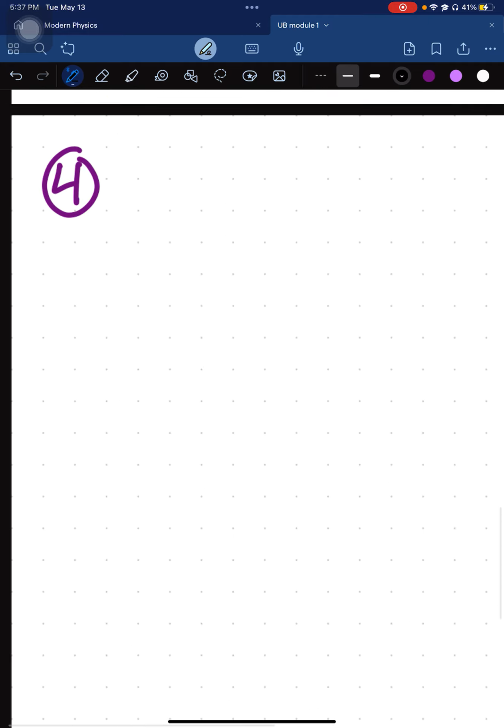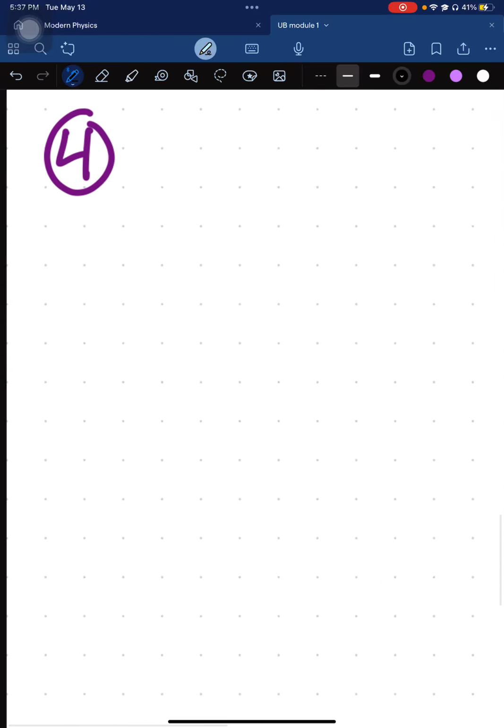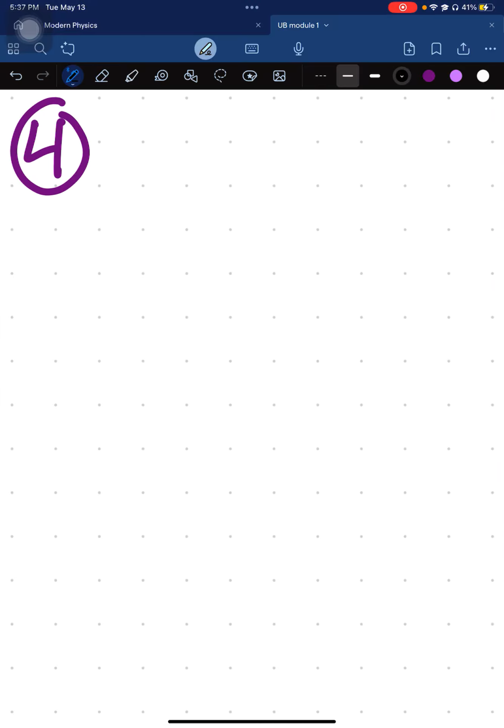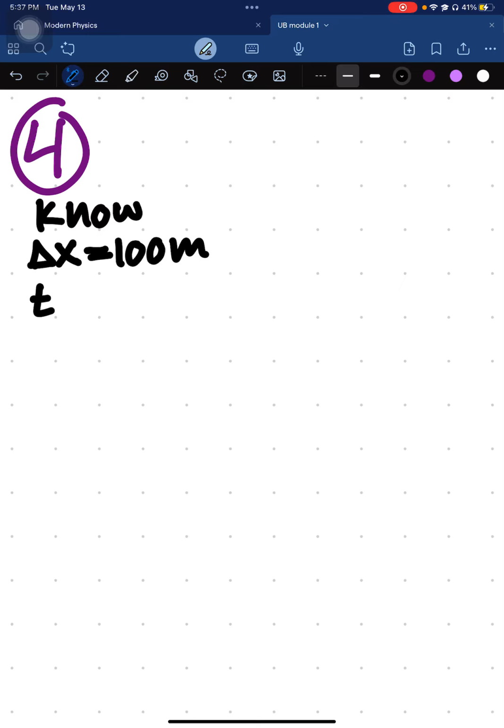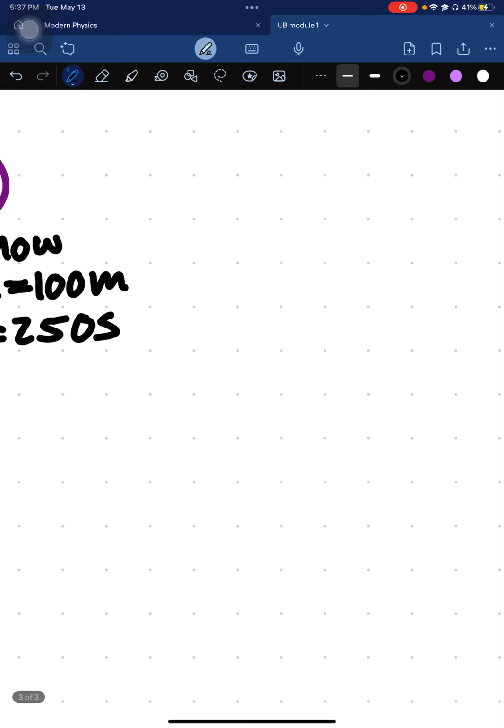So now number 4, for our average velocity and acceleration, we have an object that travels at a constant velocity 100 meters in 250 seconds. So we know that our displacement is 100 meters and our time is 250 seconds. The way I know this is displacement and not distance is that it's a constant velocity. There is no acceleration, so we are not changing direction. This is 100 meters in a straight line.